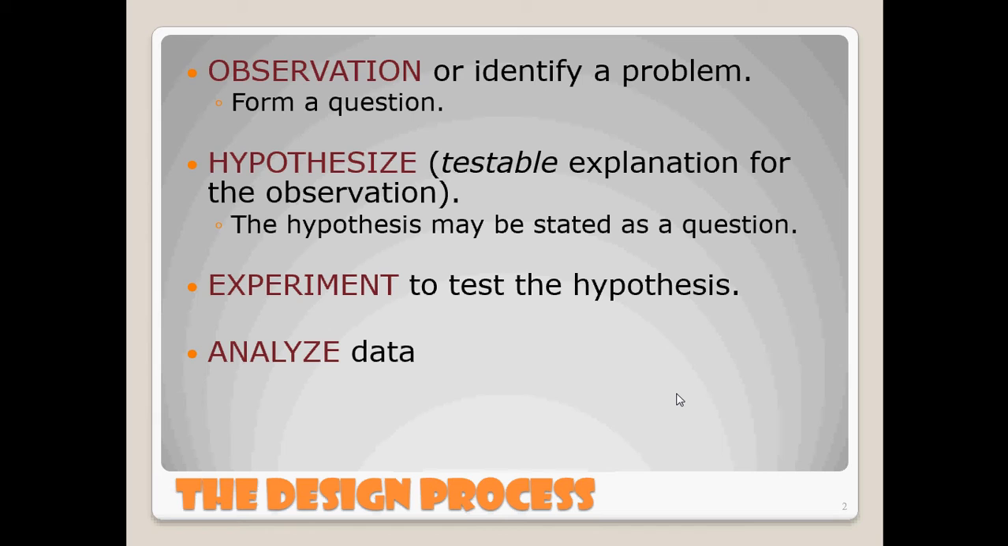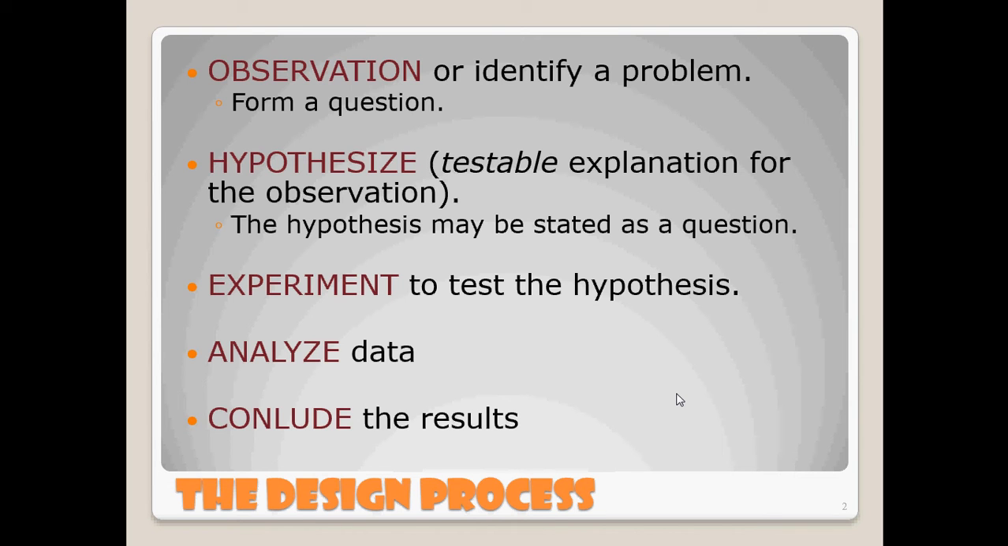Once you get your data, you then need to analyze it. That means you're looking at it. You're figuring out what does this data actually tell me? And once you figure that out, you have your conclusion, or you conclude. So you summarize what all of that data told you, and you need to bring that back to your hypothesis. Was your hypothesis right? Was it wrong? Do you need to retest? That is what the design process is, or the scientific method. So you have observation, hypothesis, experiment, analyze, and conclude.